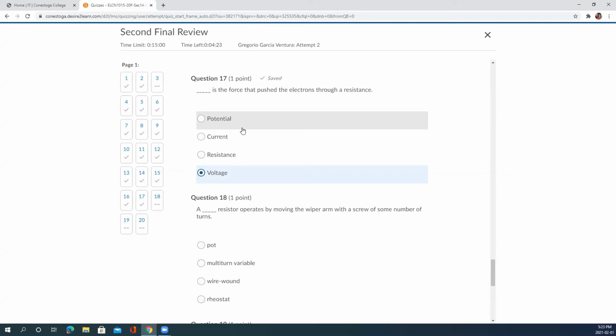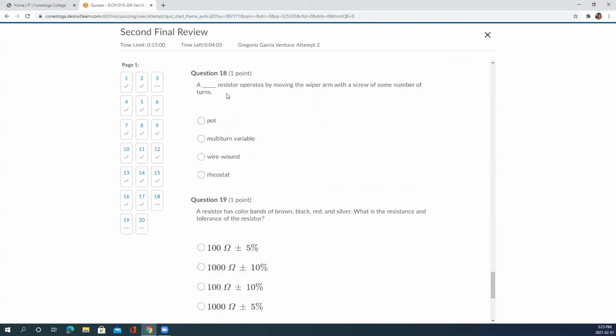If I had written in the test potential difference, then yes, that could be the right answer, but it would be a little confusing because you would have the right answers at the same time. So in this instance, the only possible answer is voltage because that one wouldn't be complete anyways.